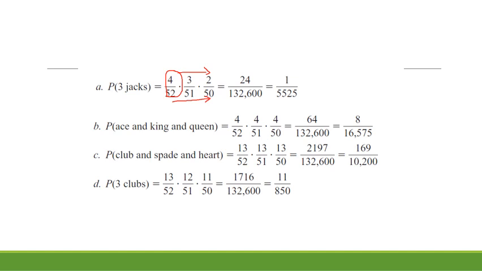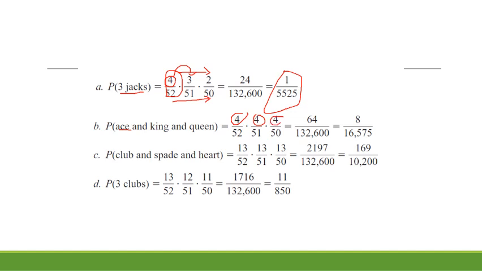The total number of jacks in the deck of cards is 4. So in each draw, you just need to subtract 1 because the card is not replaced. So the probability of getting 3 jacks now is 1 over 5,125. Okay? The second one is the probability of getting an ace, a king, and a queen. Take note, there are 4 aces, 4 kings, and 4 queens.